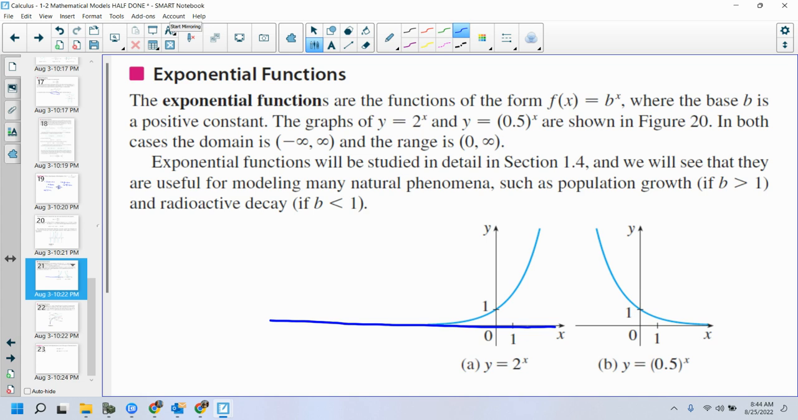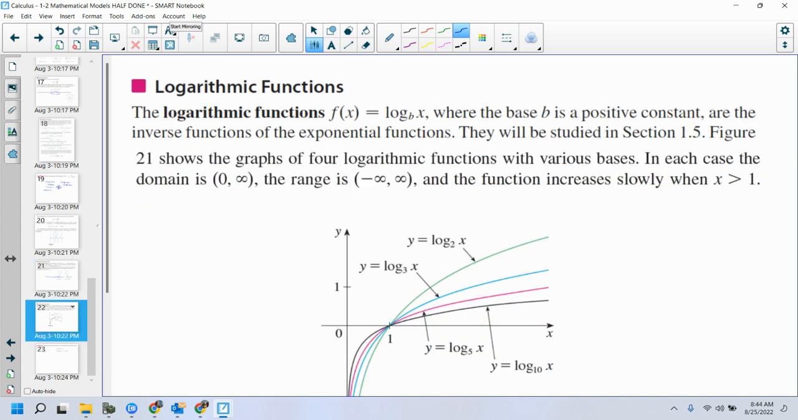Okay. And then our last type is the inverse of exponential. Okay, we had exponential functions, and then now we will have logarithmic functions.